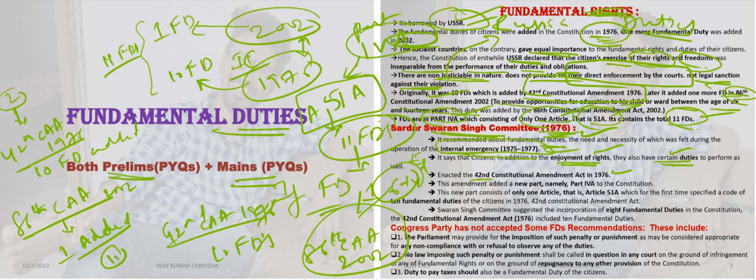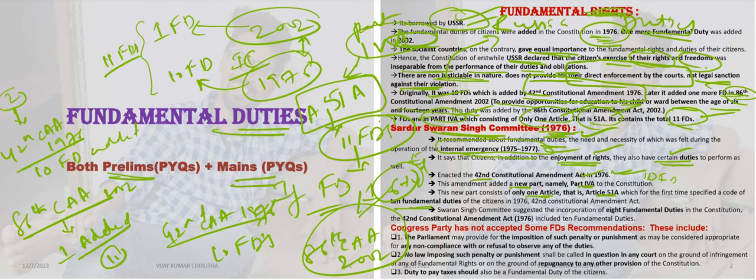Based on the Swaran Singh Committee recommendations, the 42nd Constitutional Amendment Act 1976 added the 10 fundamental duties. This amendment created a new part, Part 4A of the Constitution. The new part has only one article, Article 51A, and it specifies the 10 fundamental duties added for the citizens.